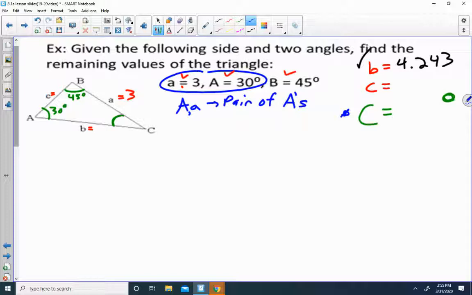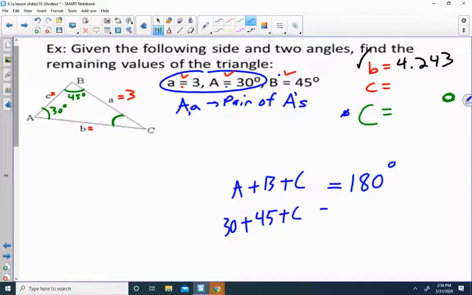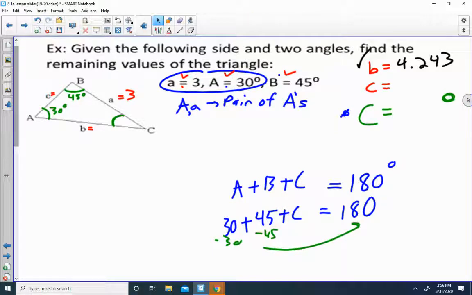For those who've already figured it out, awesome. If you haven't figured it out yet, remember, all three angles, big A, big B, and big C, have to add to 180. And you have that A is 30, and you have that B is 45. Given that information, you can easily find C. Just subtract the 30 over and subtract the 45 over to this side, and you should get that C is 105 degrees. As long as all three angles add to 180, you're good.